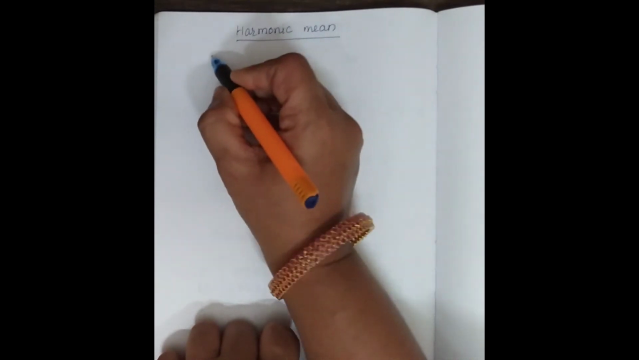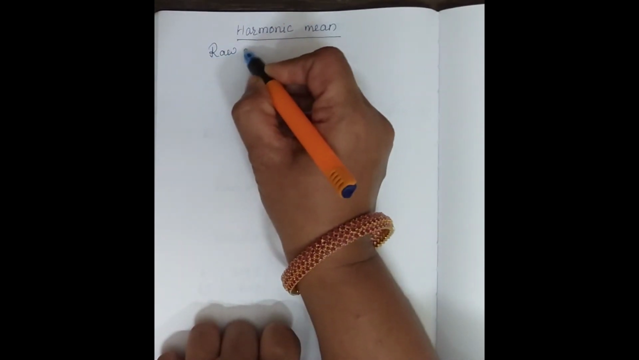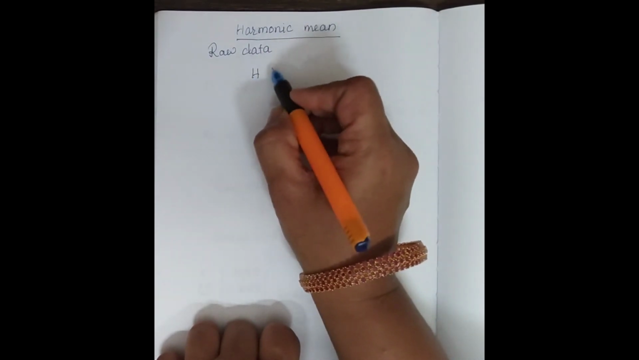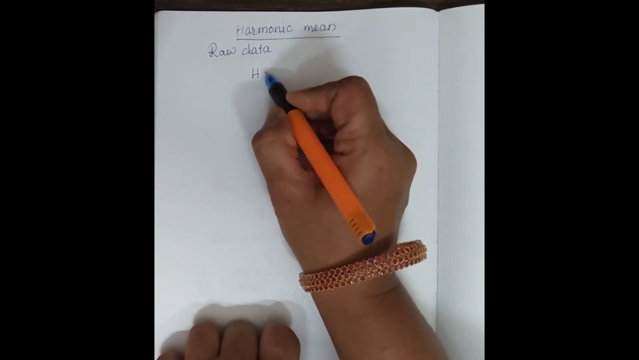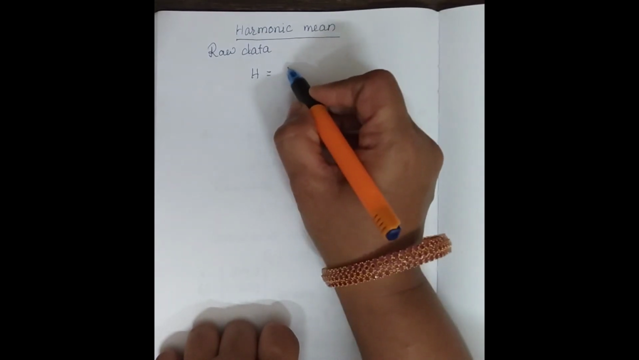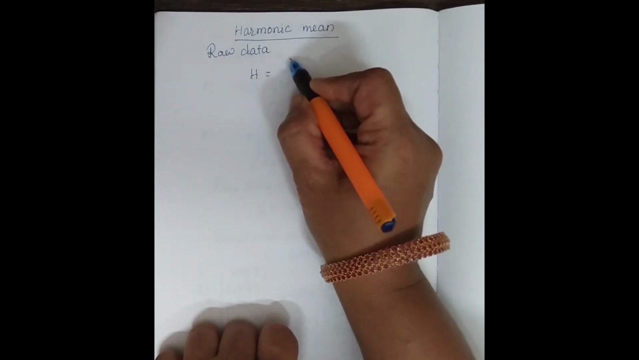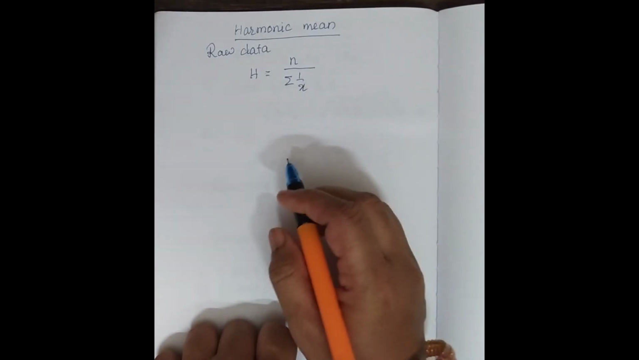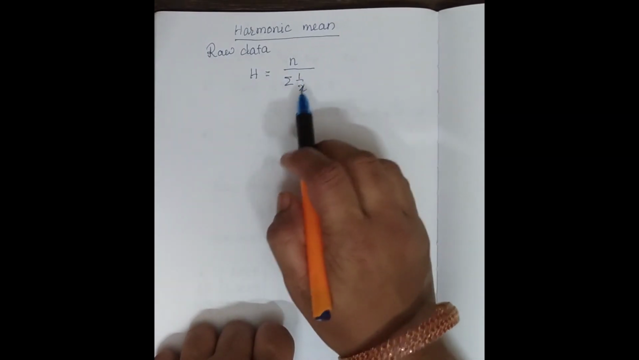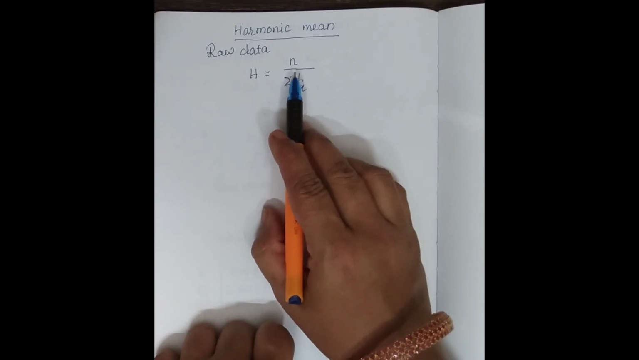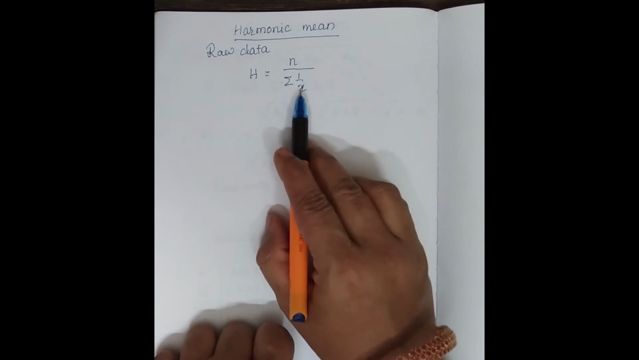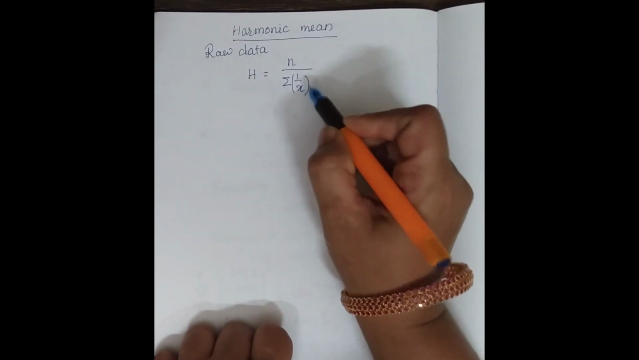Then I will show you the formula. It is denoted as H.M. I am writing just H. Then here small n divided by summation of 1 by x. Summation of 1 by x. Look, harmonic mean is the reciprocal of the arithmetic mean of the reciprocals of the set of observations. This is the formula for raw data.